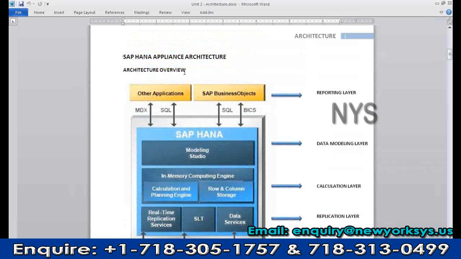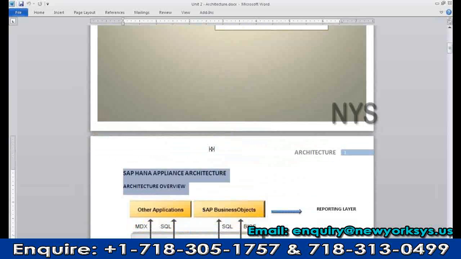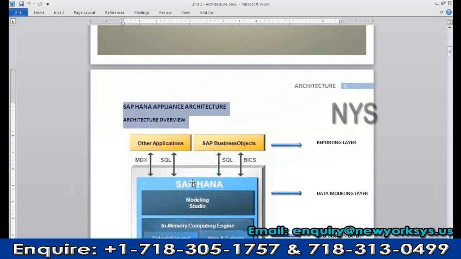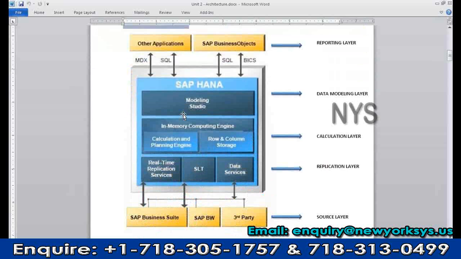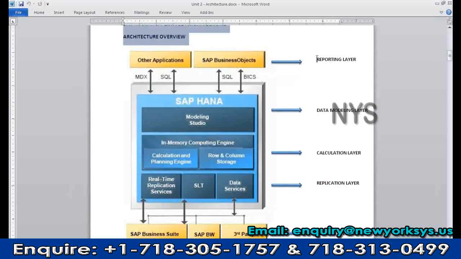So this is the architecture overview we are looking at now. We will go into the architecture from separate points of view. So first let's try to understand the architecture overview over here. In this case, what happens is, okay, we have 5 different layers.